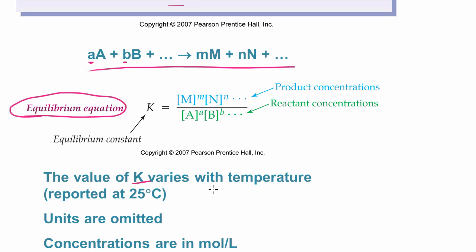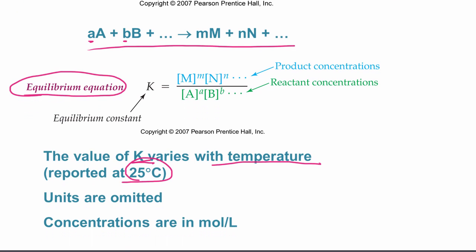You can find them in handbooks and tables and those types of materials, or even journal articles. But I will tell you that the value of K varies with temperature. Most K values are reported at a temperature of 25 degrees Celsius. Now here's something you're really going to love.